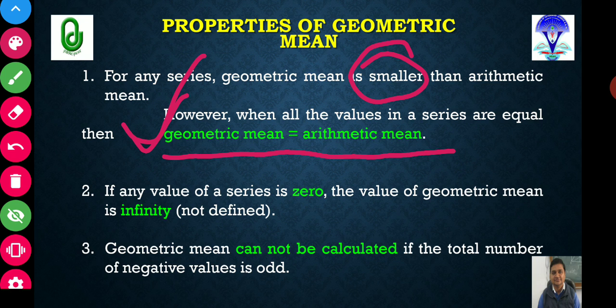Now the second property is if any value of a series is 0. Suppose you are about to calculate the geometric mean of 1, 0 and 64. You will get the geometric mean as infinity. When any value of a series is 0, then the geometric mean will be infinity, because the root of 0 will always give infinity. So if the value of a series is 0, the geometric mean cannot be defined.